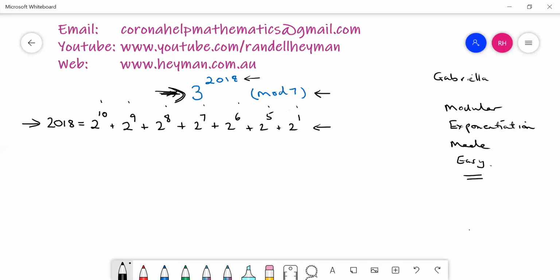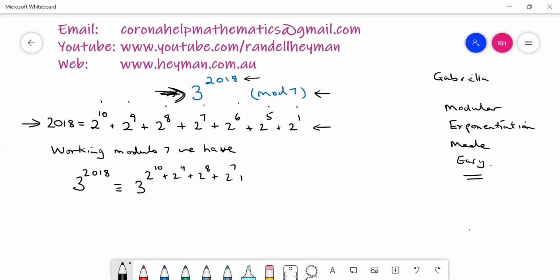Now, what does that tell us? I'm just going to put here working modulo 7, so I don't have to keep writing modulo 7. So working modulo 7, 3 to the 2018 is congruent to, or equivalent, depending on how you want to do this, 3 to the power of 2 to the 10 plus 2 to the 9 plus 2 to the 8 plus 2 to the 7 plus 2 to the 6 plus 2 to the 5 plus 2 to the 1.